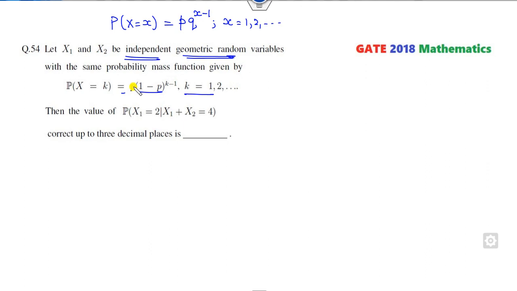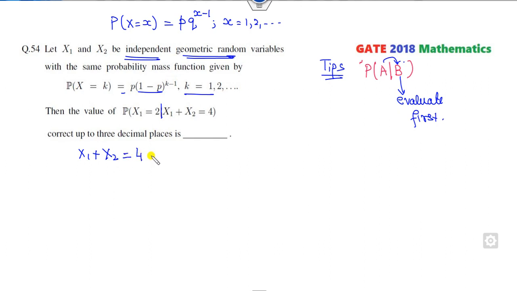Now they are talking about a conditional probability. That's very simple. Remember this very simple tip whenever there is a question related to conditional probability. Firstly, you have to evaluate P of B. Always evaluate it first, and then we will look at A given B. For example, X1 plus X2 is equal to 4, and X starts from 1, 2 and so on.